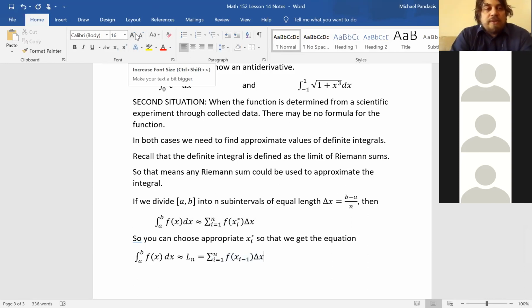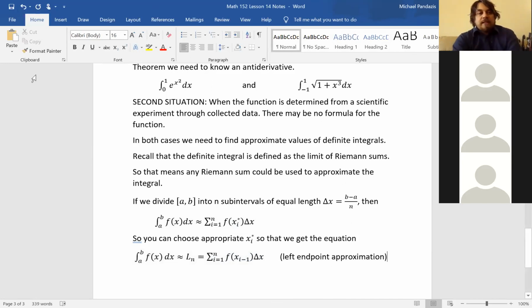Okay, so if you use left endpoints, if you choose these x sub i star to be left endpoints of each subinterval, you can say that the definite integral is approximately the left endpoint approximation. Remember, this is called the left endpoint approximation. This is from Math 151. And so basically what I'm saying is that you can approximate the value of a definite integral with its left endpoint approximation.